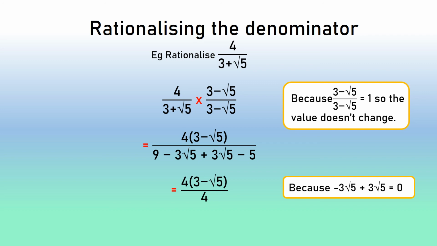And then because we've got 4 on the top and 4 on the bottom, we can actually cancel those or divide the top and the bottom by 4. And we end up with 3 minus root 5, which is the answer.